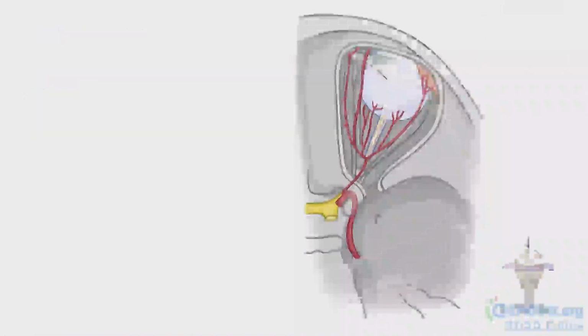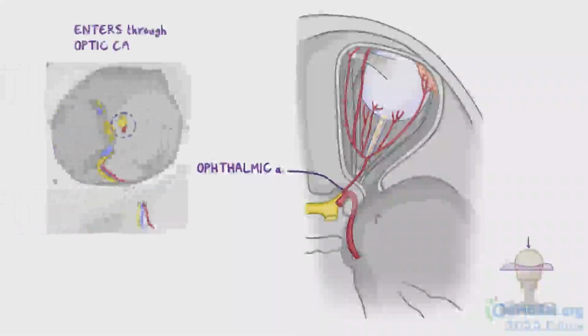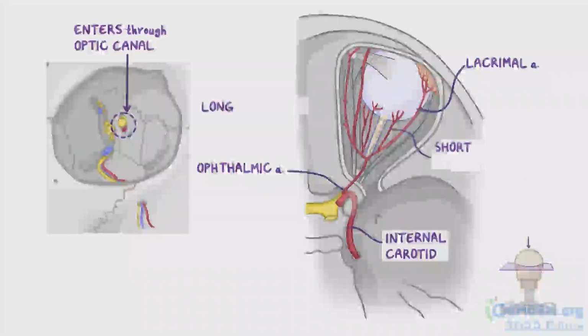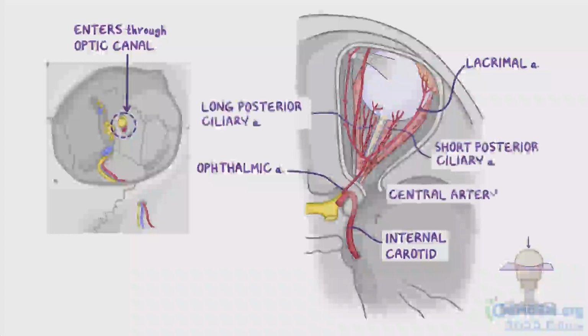Now let's look at the arteries that supply the structures inside or surrounding the orbit, which are all branches of the ophthalmic artery. Together with the optic nerve, the ophthalmic artery enters the orbit through the optic canal, right after it branches out from the internal carotid artery. These branches have pretty much the same names as the nerves: lacrimal artery, short and long posterior ciliary arteries, and so on. There's also muscular arteries that supply blood to the extrinsic eye muscles. The central artery of the retina, one of the first branches of the ophthalmic artery, pierces the optic nerve sheath and runs inside the nerve to reach and supply the retina.